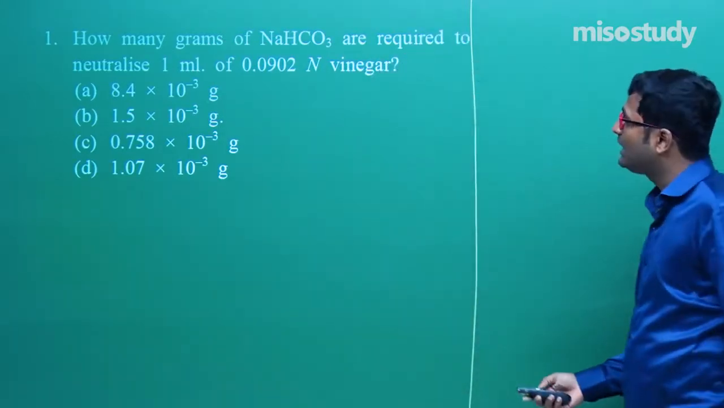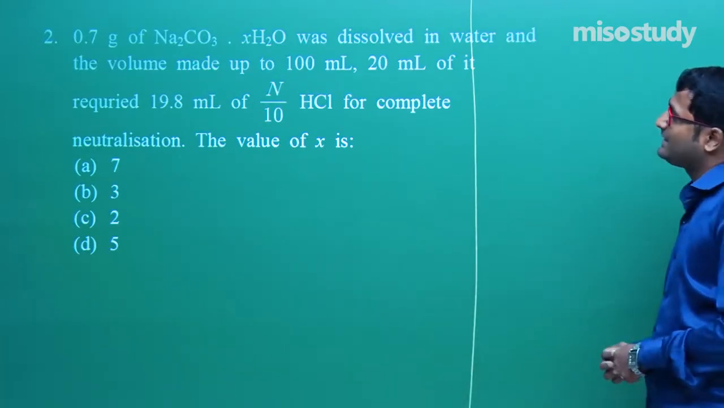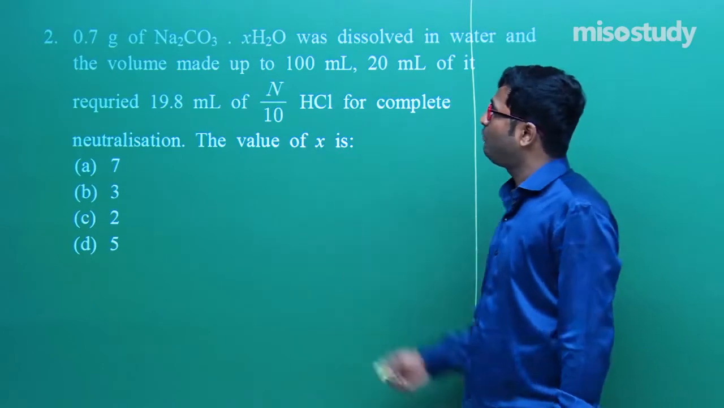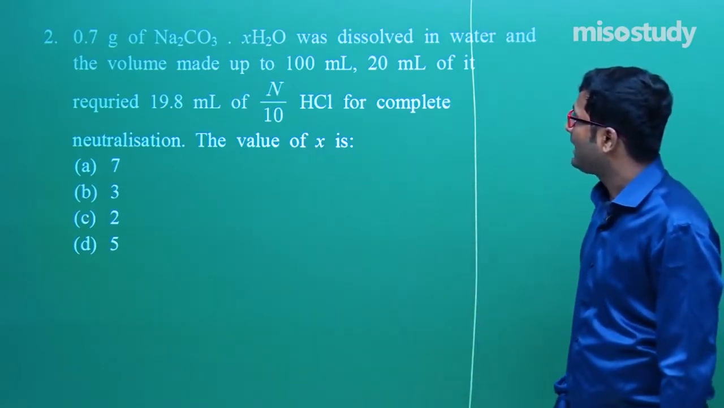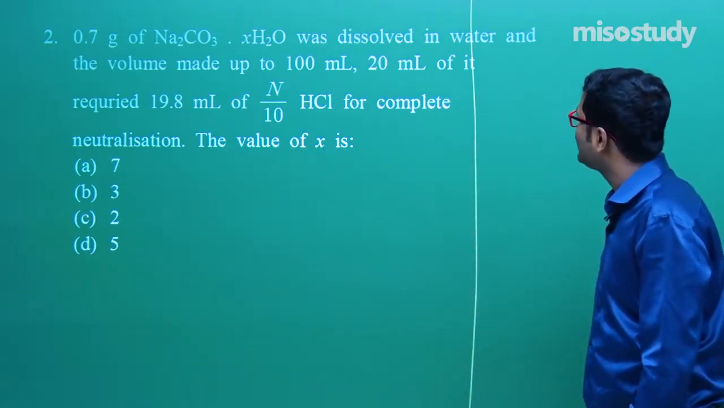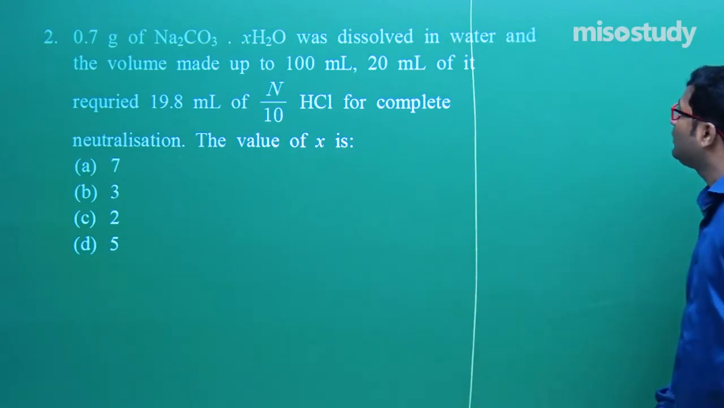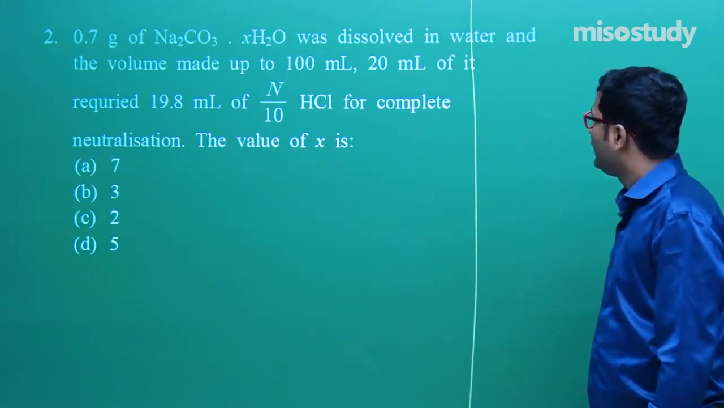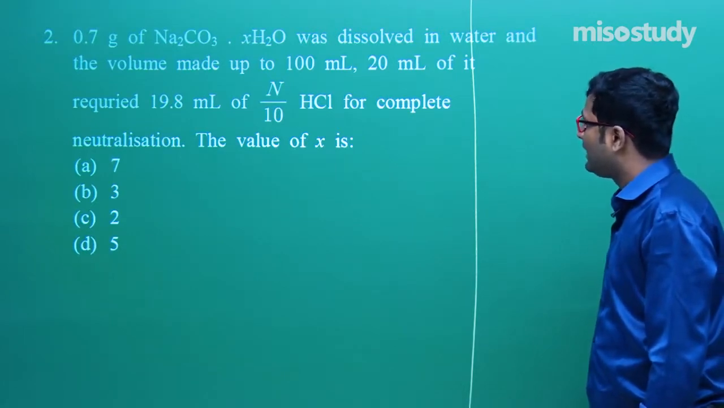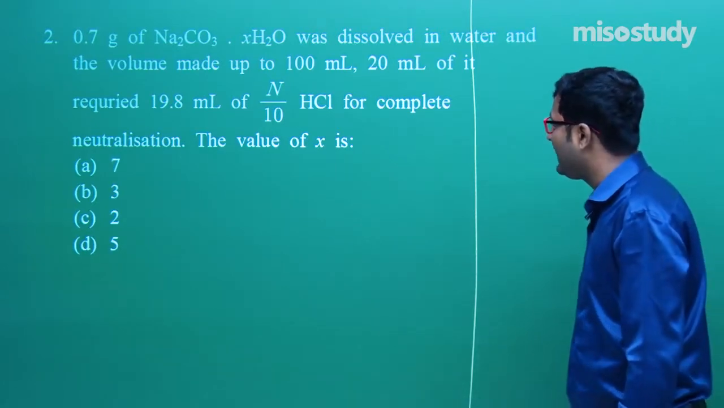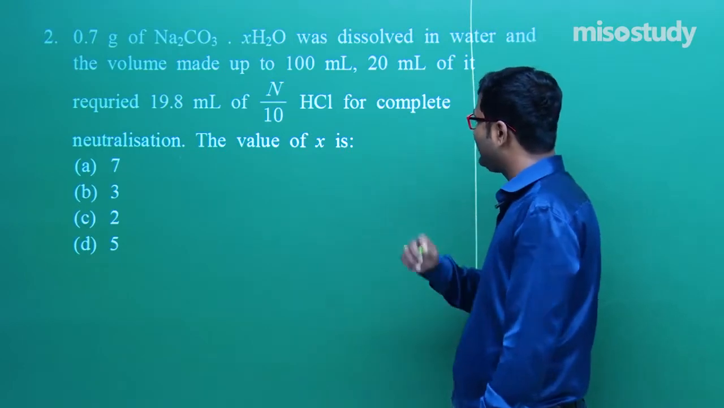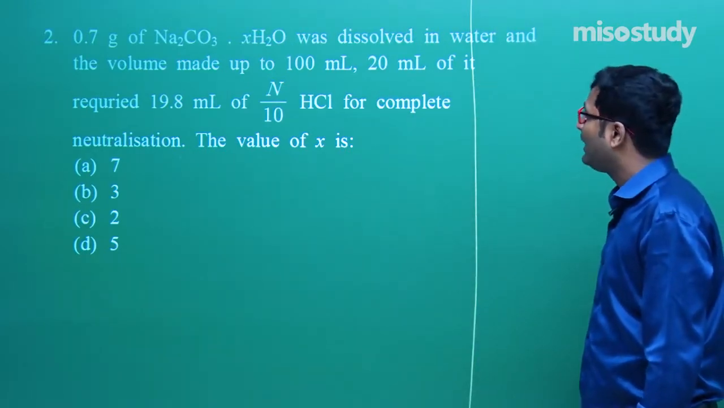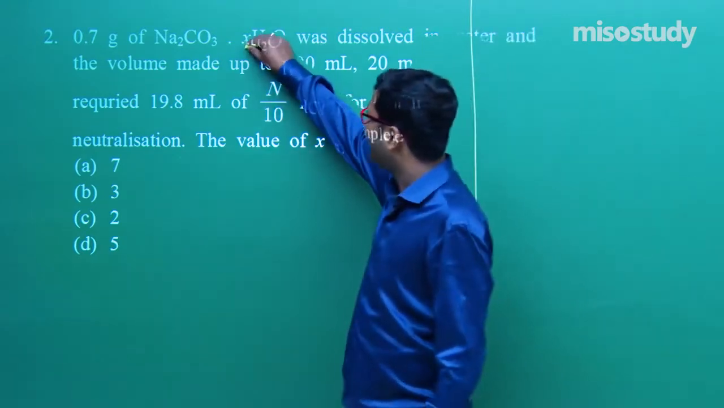Now let's move to the next question. This is one of the best questions. 0.7 gram of Na2CO3·XH2O was dissolved in water and the volume made up to 100 ml. 20 ml of it required 19.8 ml of N by 10 HCl for complete neutralization. We have to find the value of X.